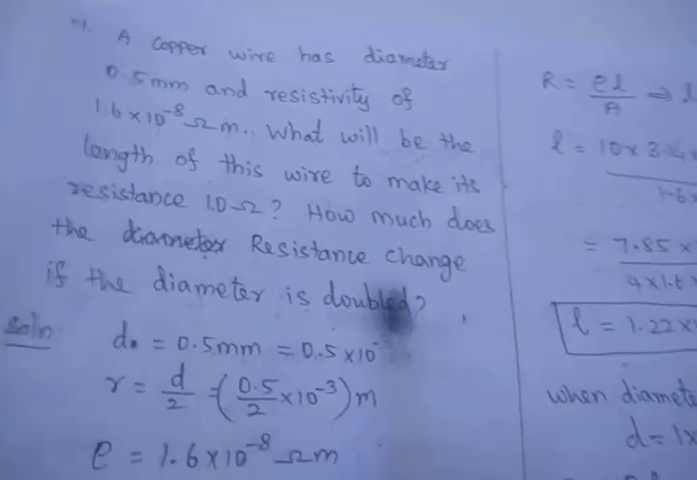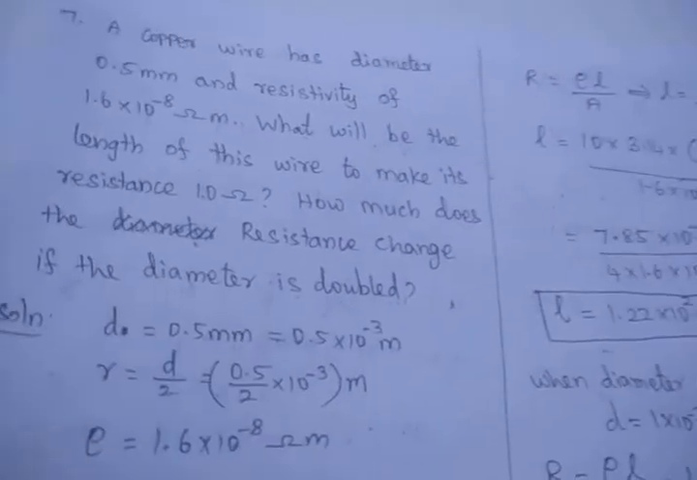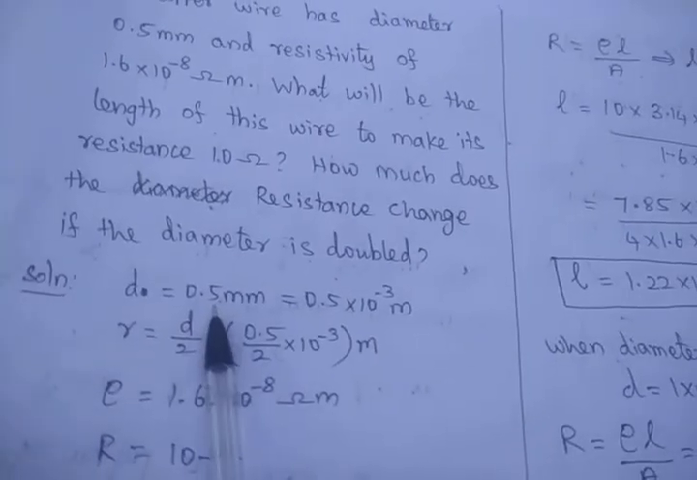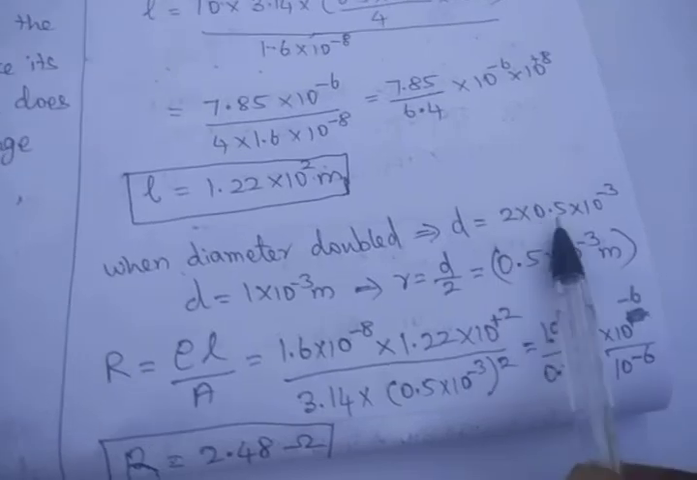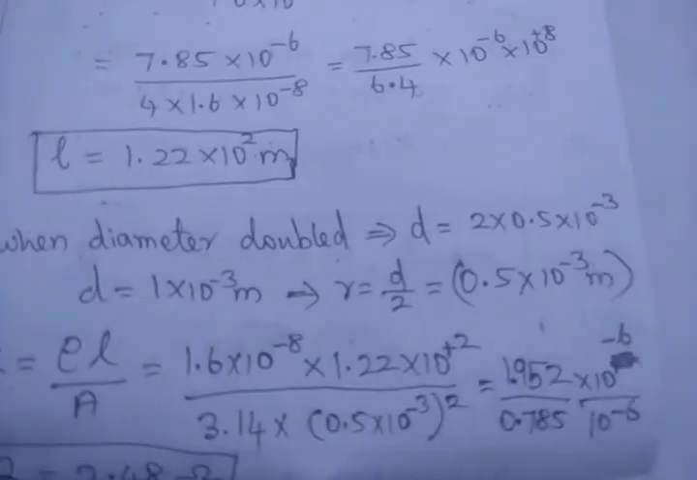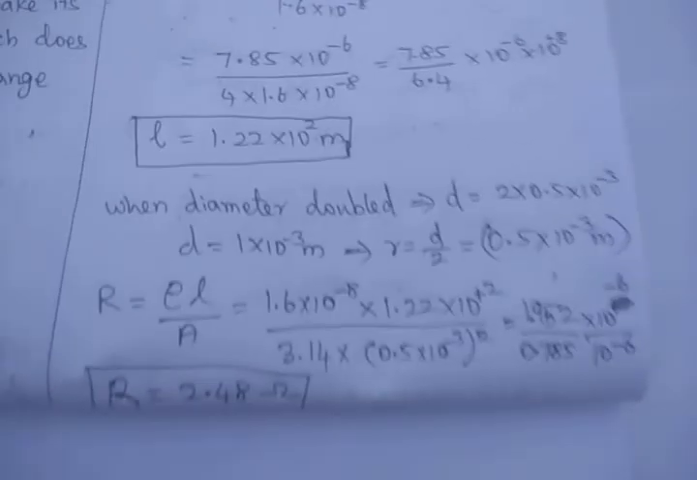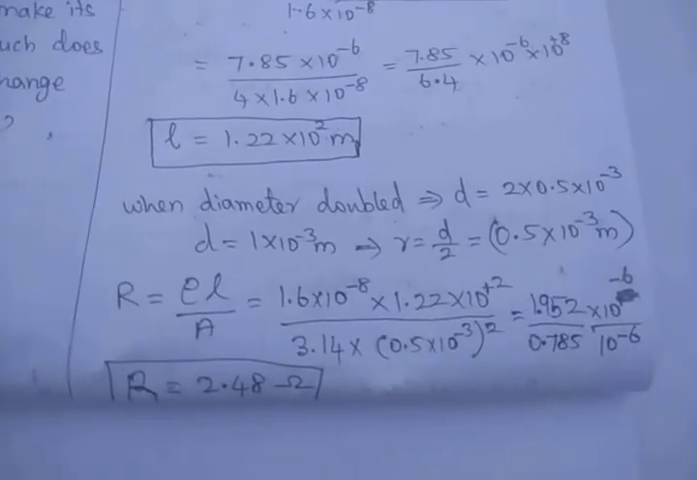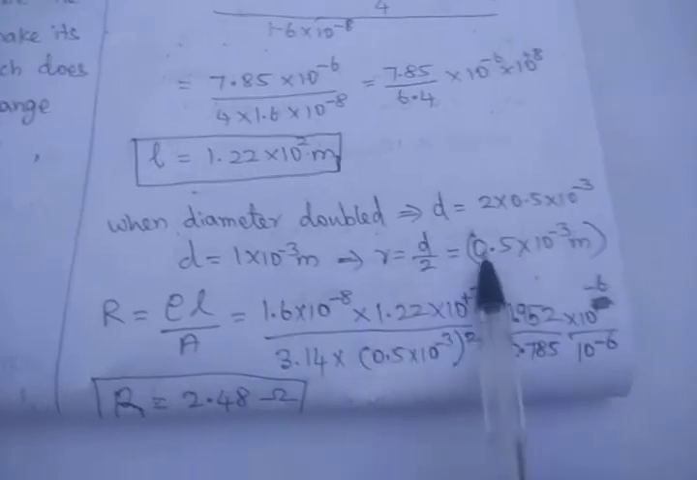In the same question, they are asking another subdivision. How much will the resistance change when the diameter is doubled? That is, if D becomes 2D, D is equal to 2 into the previous 0.5 into 10 power minus 3. We get the diameter as 1 millimeter. So the radius will become D by 2, that is 1 by 2, which is 0.5 into 10 power minus 3 meter.